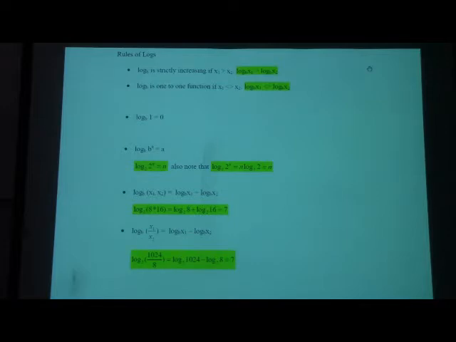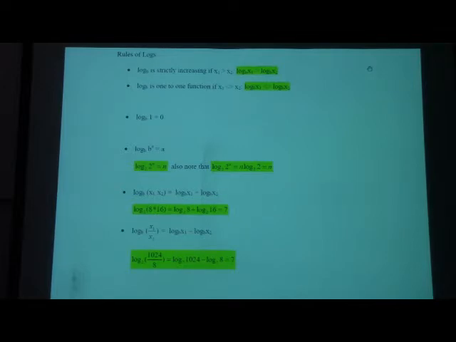And the log of a quotient is going to be the difference of the log of the numerator minus the log of the denominator. So the log of 1024 over 8 is log base 2 of 1024 minus log base 2 of 8. And that's 7. If you don't believe me, that's 2 to the 10th, and this is 2 to the 3rd. 2 to the 10th divided by 2 to the 3rd is 2 to the 7th. Log base 2 of 2 to the 7th? 7. Okay, any questions about that?